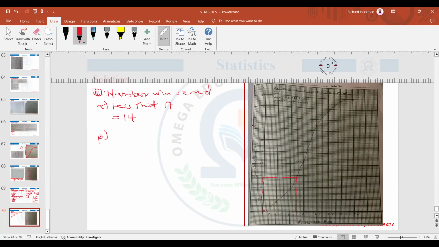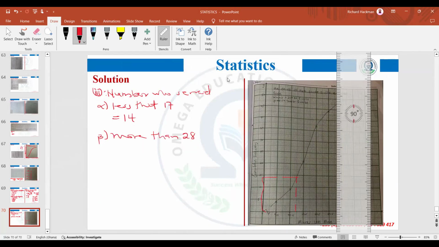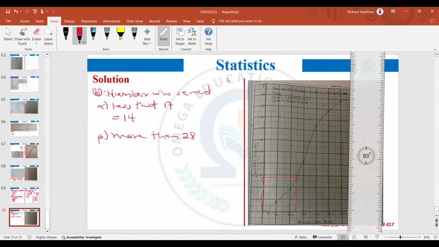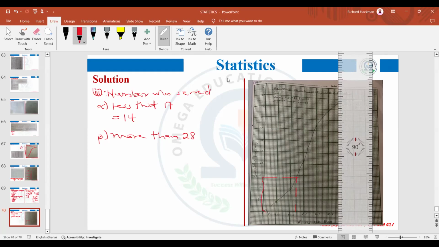The next one, more than 28. So we know how to deal with less than now. More than 28 marks: with this one too, you come to your graph where you have 28 marks. You are going to trace, but with this one, I will say something else. So where you have 28, assuming this is 9.5, 14.5, 19.5, 20.5, 24.5, 29.5, then 28 will be somewhere here.